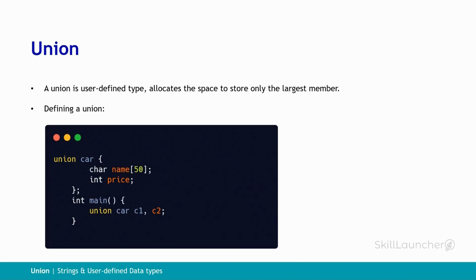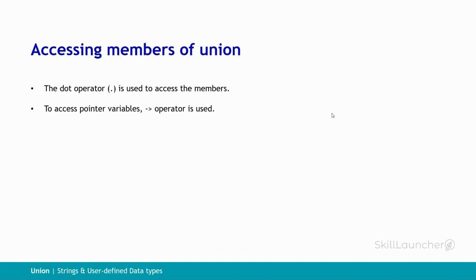Now the purpose of allocating memory to the largest member is that we can store even if smaller data member is entered by the user. That is, let's say I create two variables, C1 and C2. And in C1 I stored price and in C2 I stored character name. So as the size of union car is 50, integer can also be stored and character array can also be stored within 50 bytes.